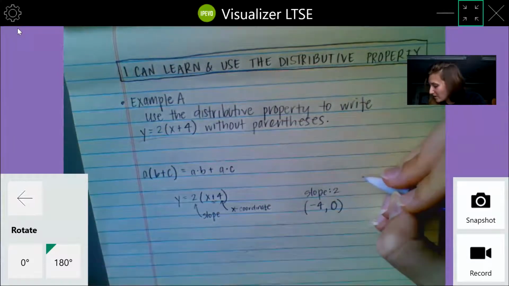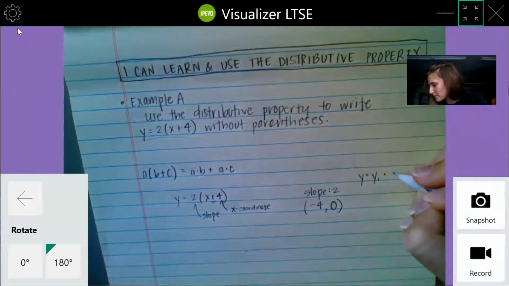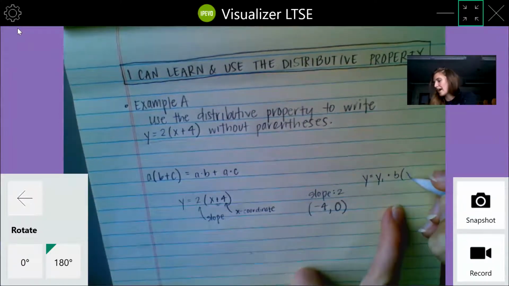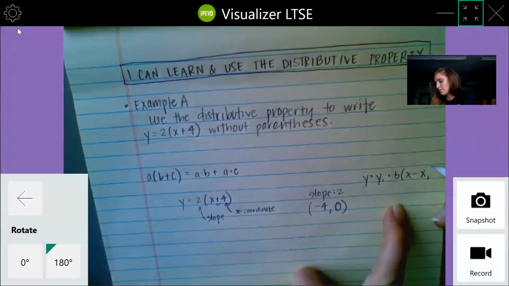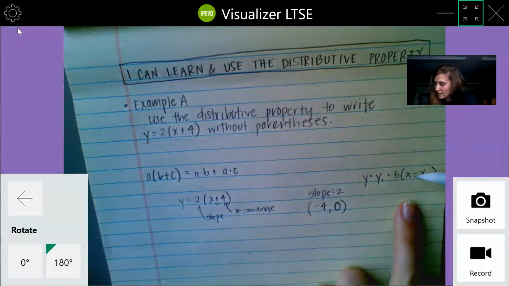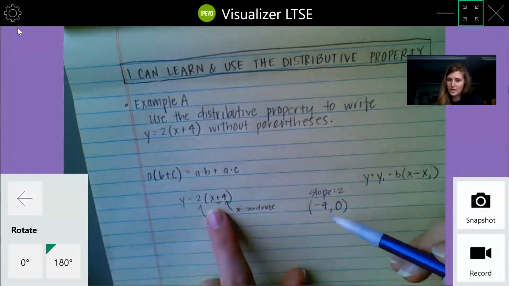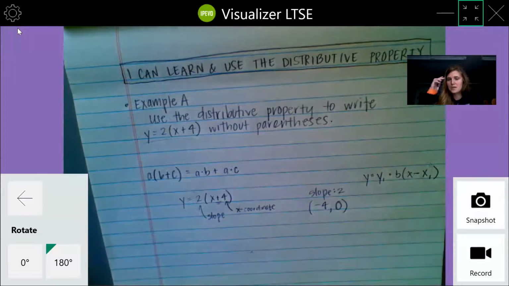And my point slope formula says y minus y1 equals m times x minus x1. So if x1 is positive, then this should show up as a subtraction sign. But if x1 is negative, this would turn into a plus. So I know that my x coordinate here would be -4.